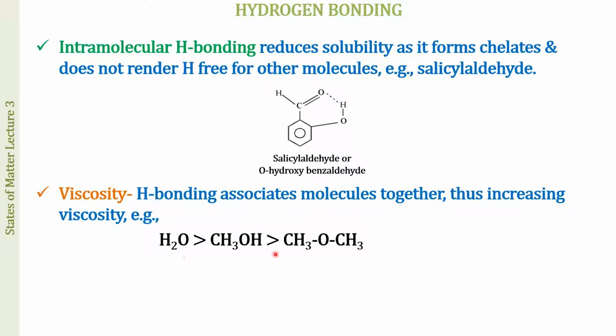So if you have to again compare these three compounds, we have water having the maximum hydrogen bonding, then methyl alcohol, and this dimethyl ether, where there is going to be no hydrogen bonding because the hydrogen is associated with carbon by covalent bonds. So this is going to have no hydrogen bonding. So this will be the least viscous, and water having the maximum hydrogen bonds is going to be the most viscous, right?